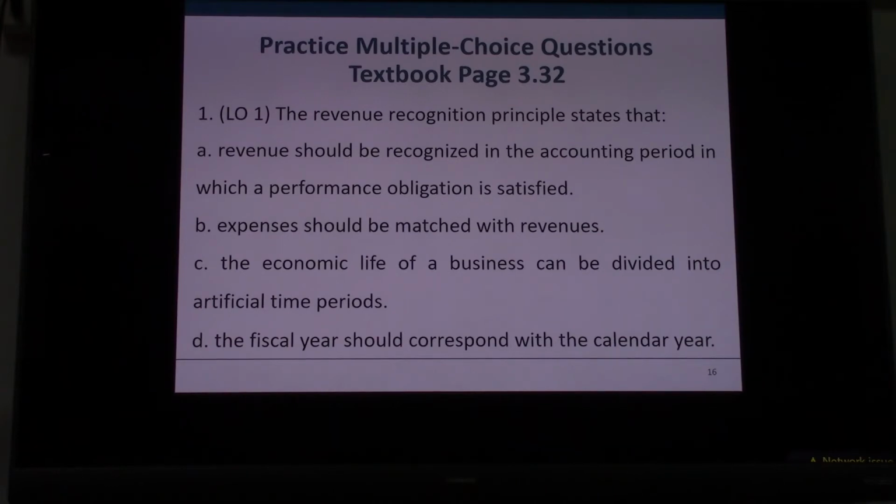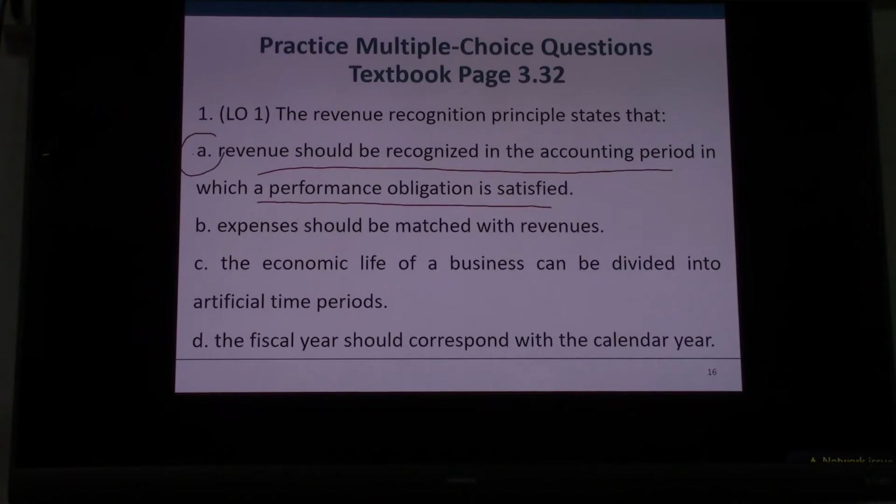Let's answer some MCQs from your textbook, page 332, which is mainly covering the first objectives that we have discussed. The revenue recognition principle states that letter A, revenue should be recognized in the accounting period in which the performance obligation is satisfied. Yes, it definitely defines the revenue recognition principle. The revenue recognition principle requires that you should record revenue in the accounting period in which you satisfy your obligation, or in the period in which you perform the service. So letter A will be the correct choice.